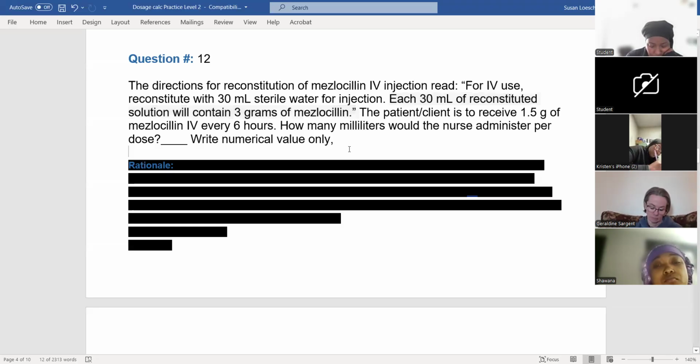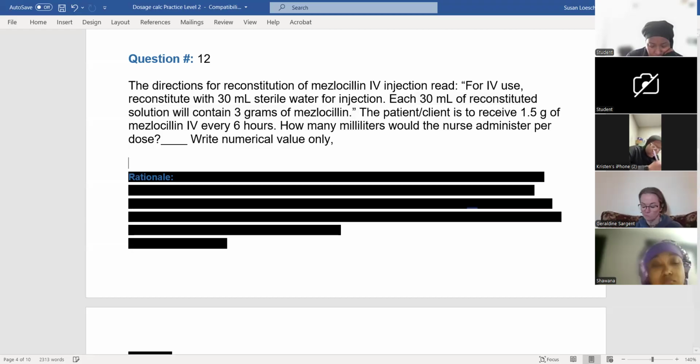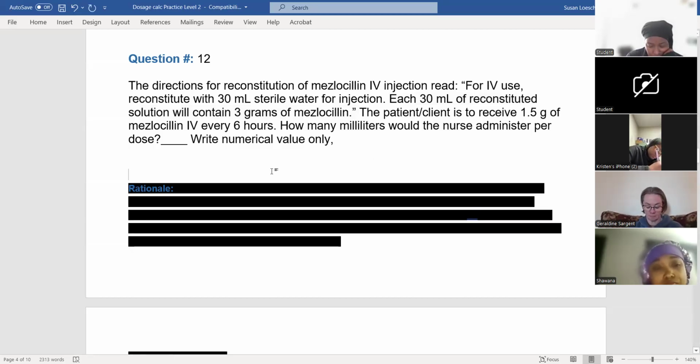You have to understand how to write it, okay? So your order is what? Come on, read it, nurse. What are you giving the client? You're on mute. Talk to me. What are you giving the client? 1.5 grams every 6 hours. 1.5 grams. Okay, that's your order.